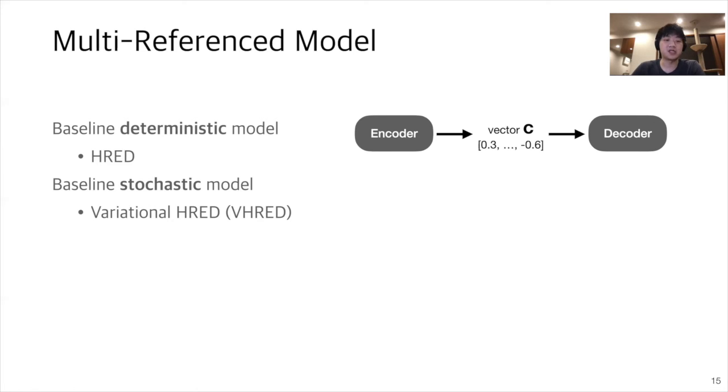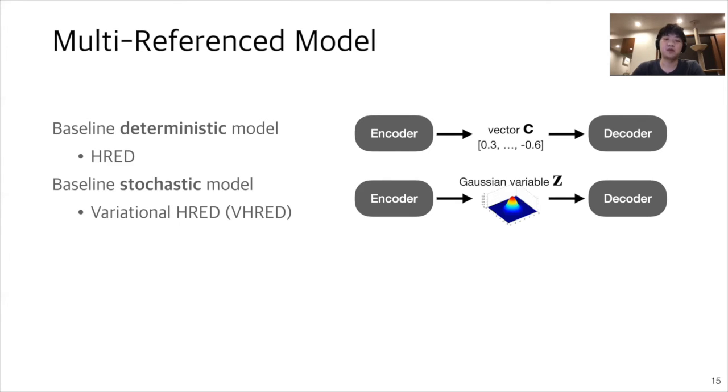Here we use another baseline model, the variational HRED, which is a stochastic model. Instead of encoding the input as a fixed vector, the VHRED encodes the input as a Gaussian variable z, and we can sample different values from the Gaussian variable z to generate different responses. However, in the following experiments, we can see that VHRED is still very poor, and we suspect that encoding the input as only one Gaussian variable is not enough.